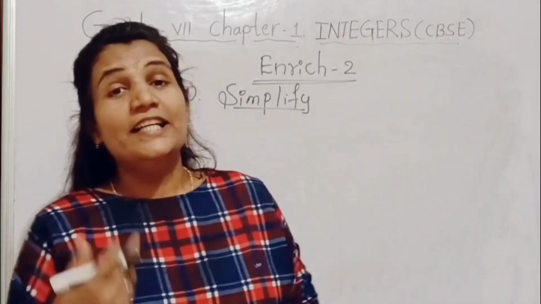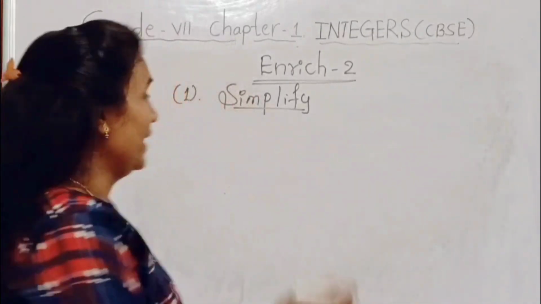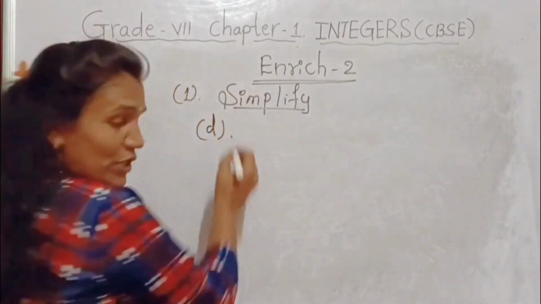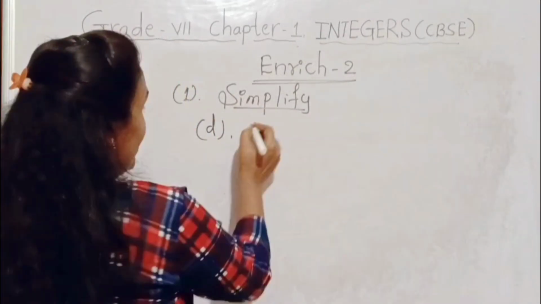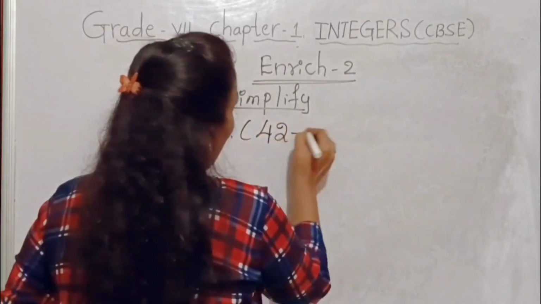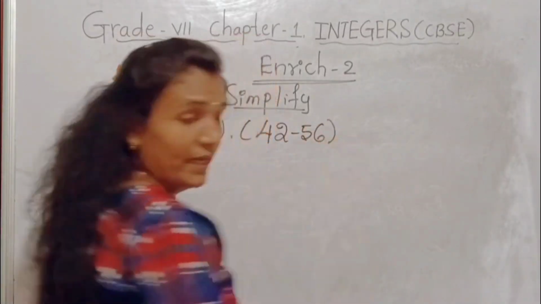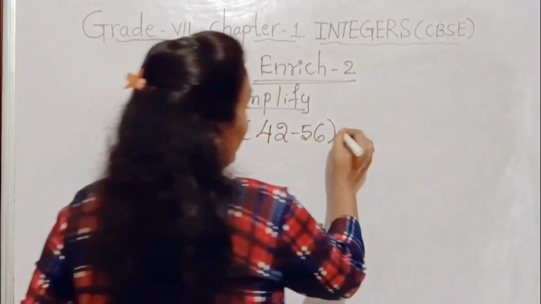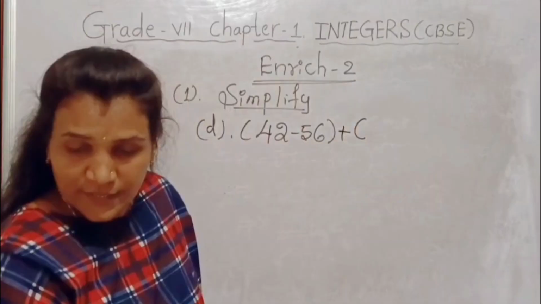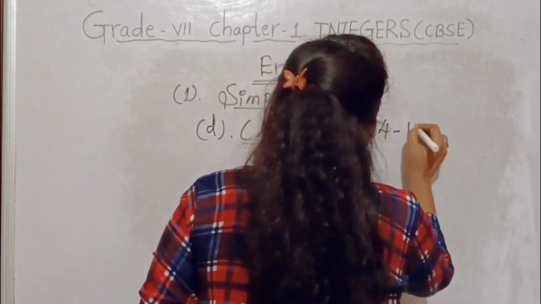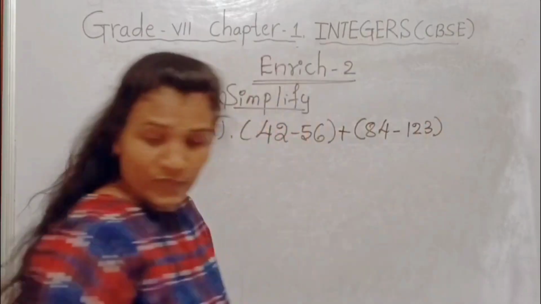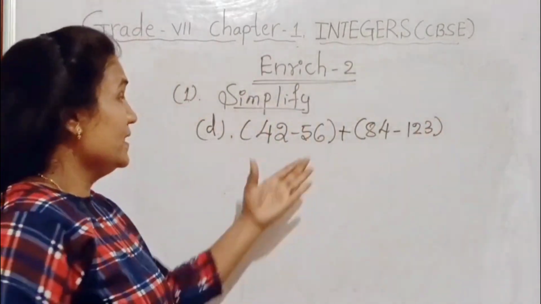Now we'll move to question D of the first main. What is the question? Within the bracket 42 minus 56, and plus again a bracket open, 84 minus 123.